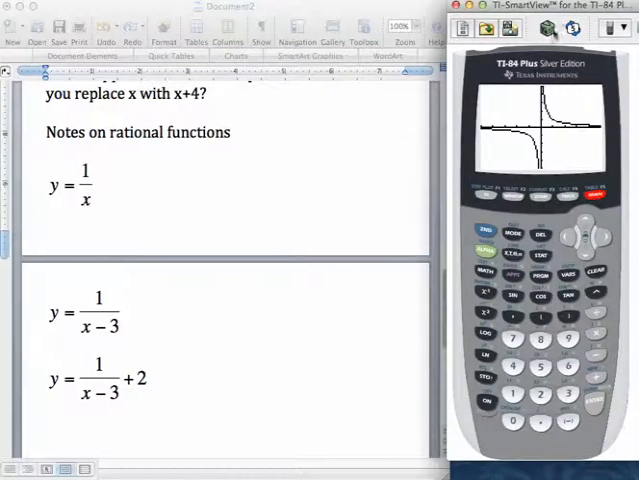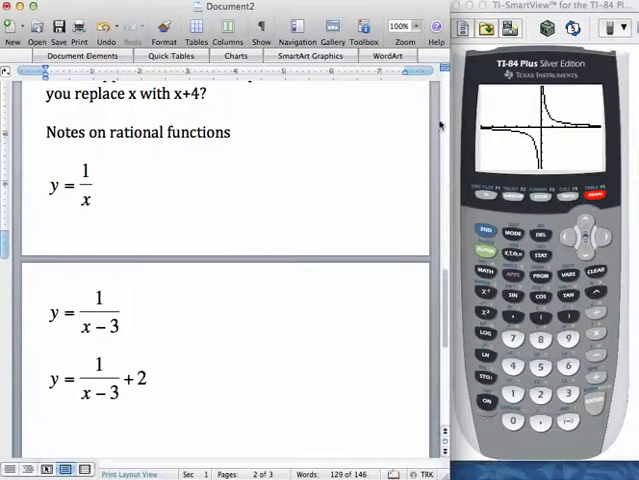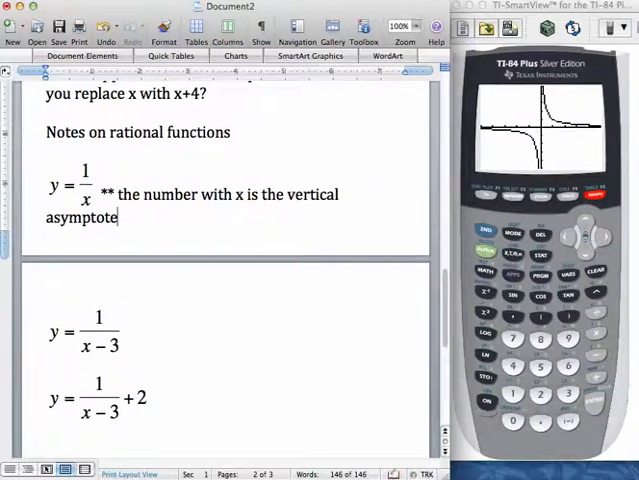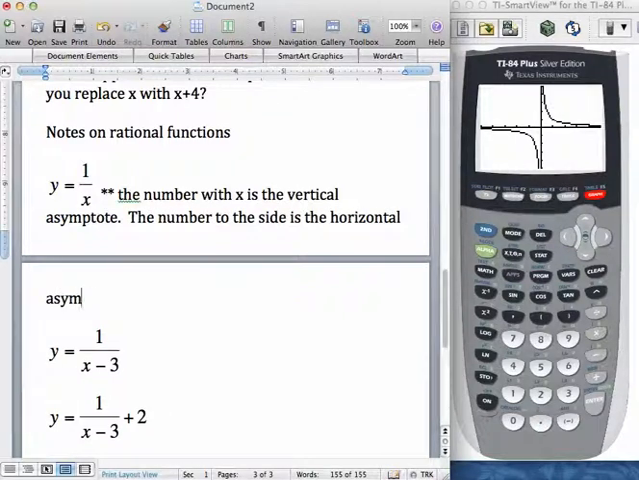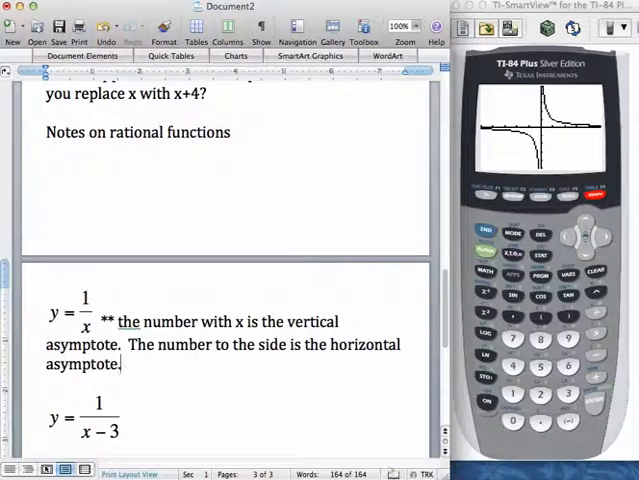Okay. So there are two asymptotes here. You have a vertical asymptote and a horizontal asymptote. And on the parent function, they're both at 0. Okay? And here's why. Notice the number with x is the vertical asymptote. The number to the side is the horizontal asymptote. Alright, so let me show you what I mean.